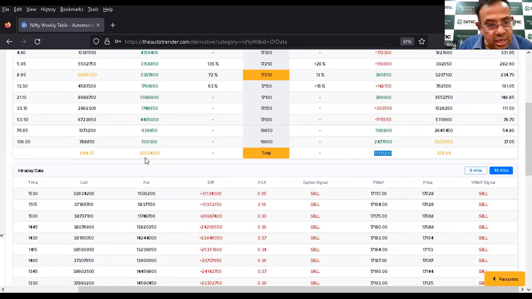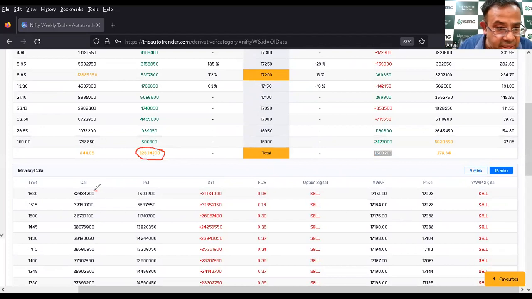So here you can see this data and this data is matching, and this data and this data, put side data, is matching. Why is it matching? It's just because it is a 330 data.